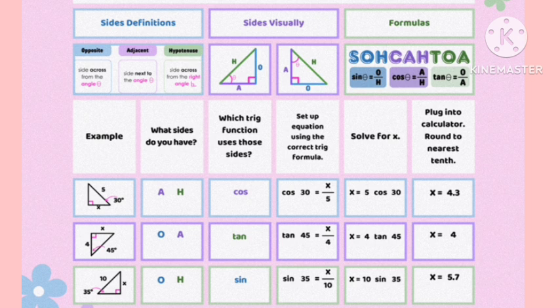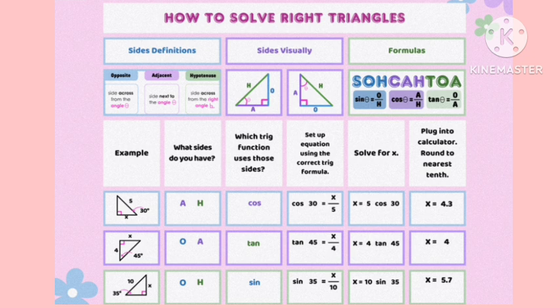Now we will see how to solve examples using this formula, SOH CAH TOA. We will see the examples one by one. In the first example, one triangle is given where the angle is shown here, which is 30 degrees. Here it is written x and 5.